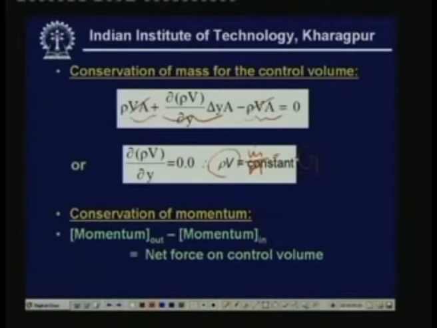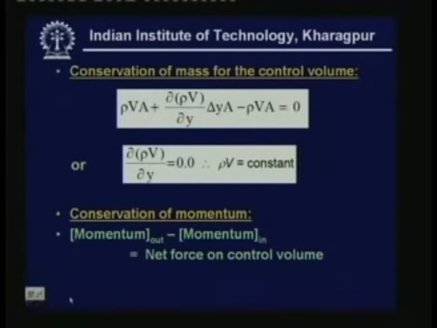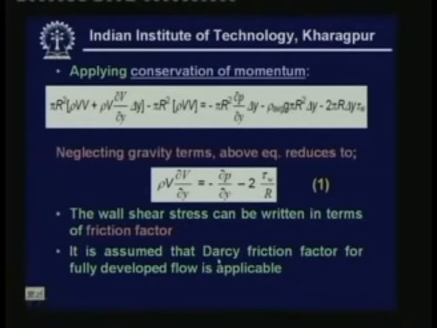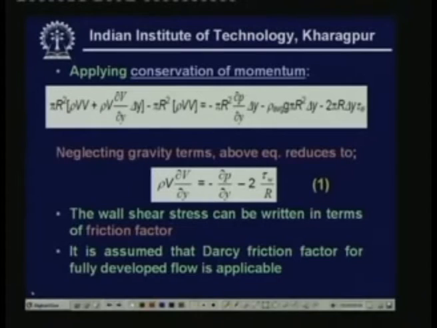Next we have to apply the conservation of momentum. What is the conservation of momentum? It simply states that momentum out minus momentum in, that means momentum at the outlet of the control volume minus momentum of the fluid at the inlet to the control volume, is equal to the net force acting on the control volume. This is the statement of conservation of linear momentum. So we apply the conservation of momentum now, and you get this equation.